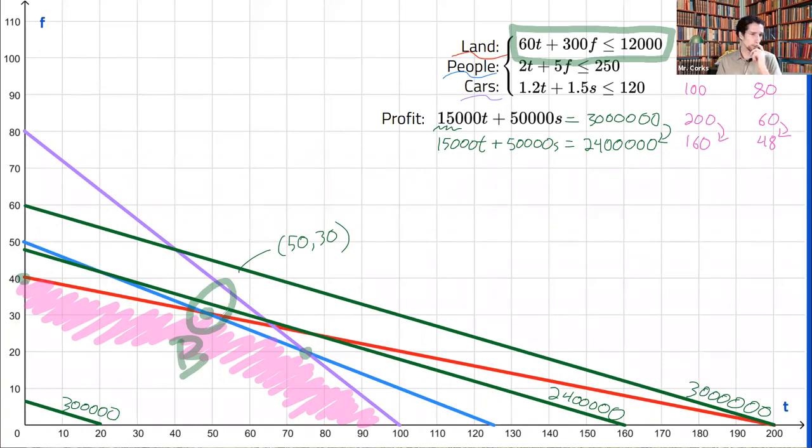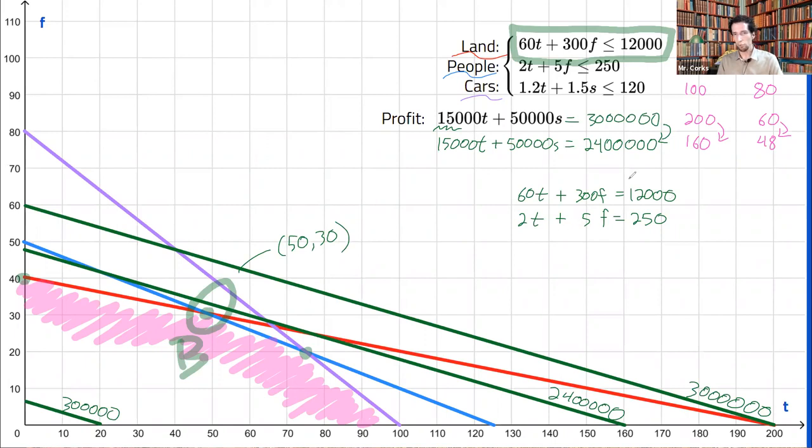When I look at this, it looks like we're pretty close, but to me, the intersection looks like it's a little bit off from the 30-50 intersection. So this is the red and blue lines. So we have these two: 60T plus 300F is equal, because we're on the line here, to 12,000, and then we have 2T and 5F is equal to 250.